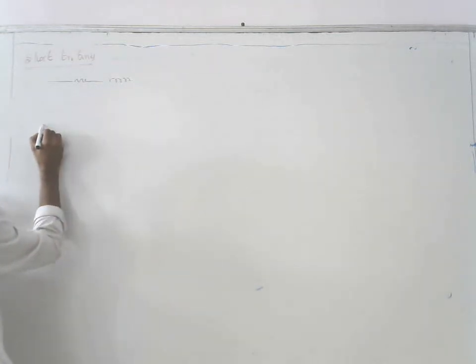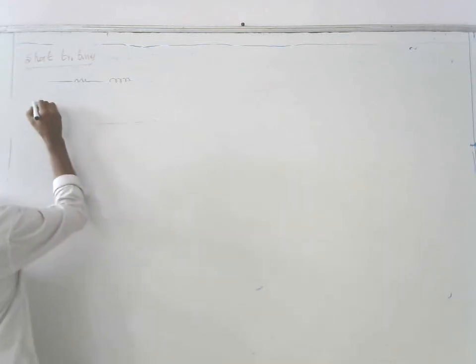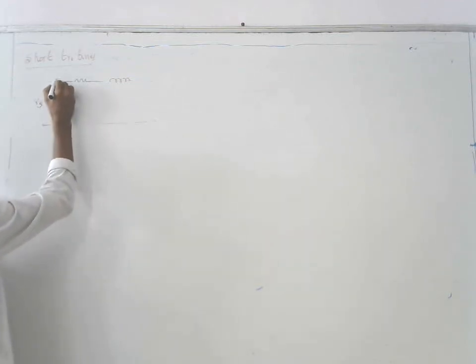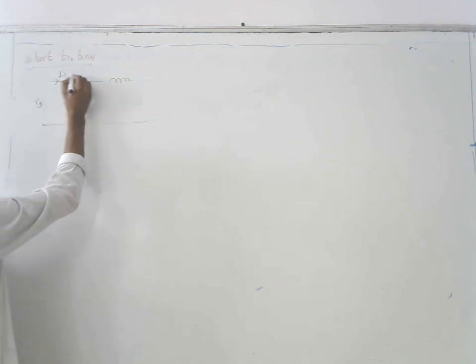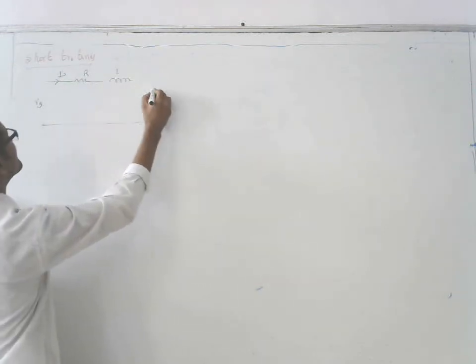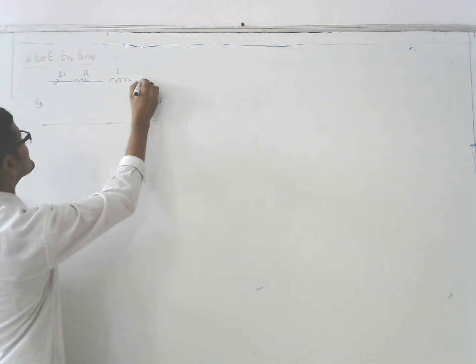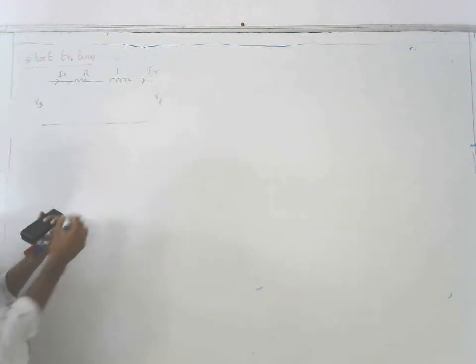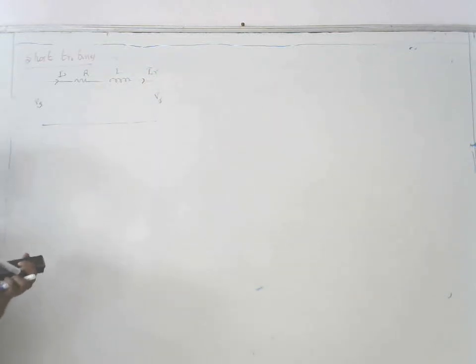Sending end voltage, sending end current, receiving end voltage, receiving end current. So, this is the RL model of a short transmission line. Now, for this transmission line, we have to define the ABCD parameters. The sum of these two is nothing but the impedance.